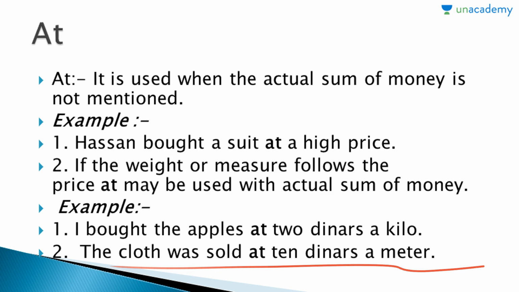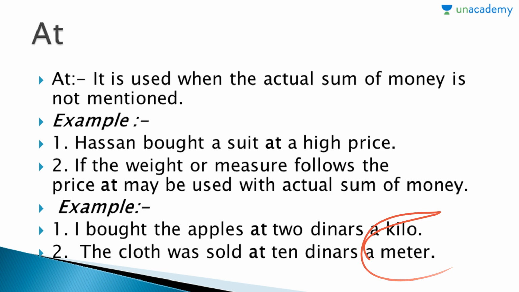A meter becomes very important here because it is mentioned that a meter is there. That is why we are using "at". Otherwise, we would have used "for". So if this part would not have been here, we'd have used "for" here, not "at".